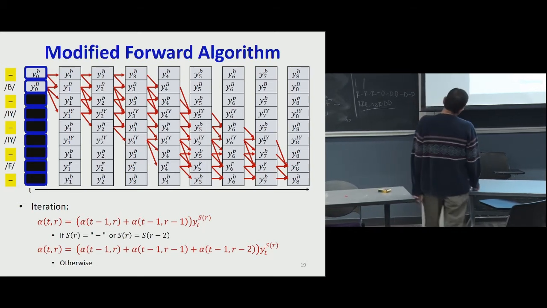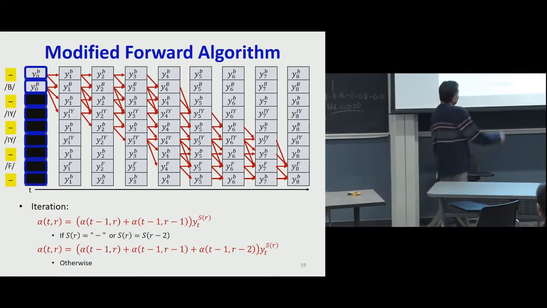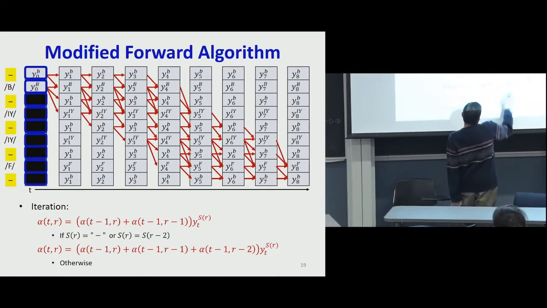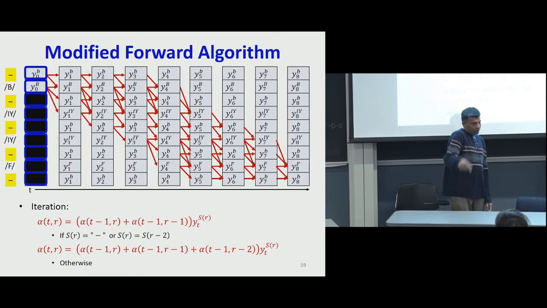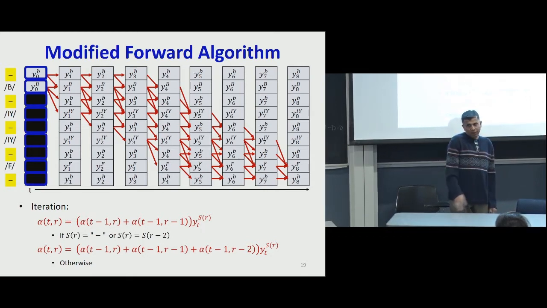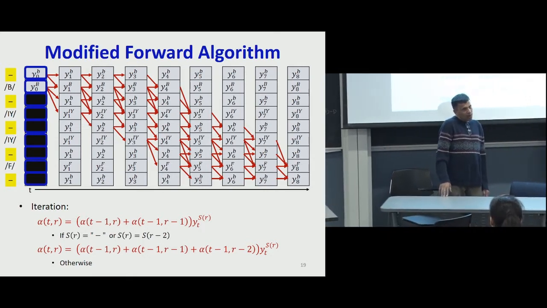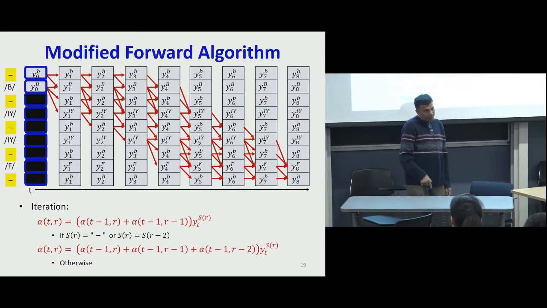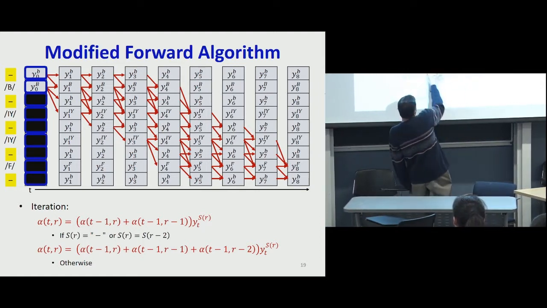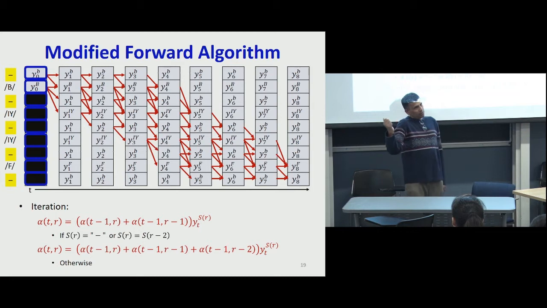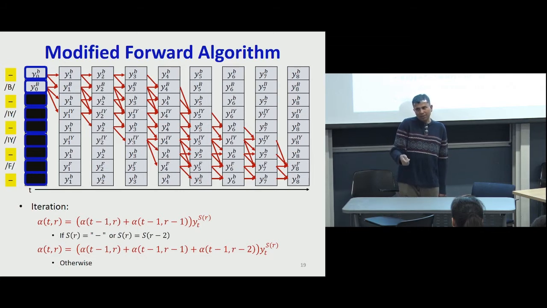So if S_r is blank, or if S_r equals S_(r-2), then you know that there are only two arrows coming in. So in that case too, you're just going to be summing the alpha from immediately to the left, or the alpha from one left and one above, and then multiplying the probability, right?